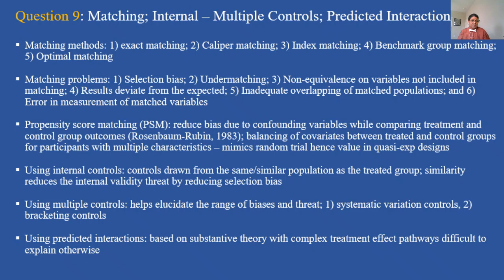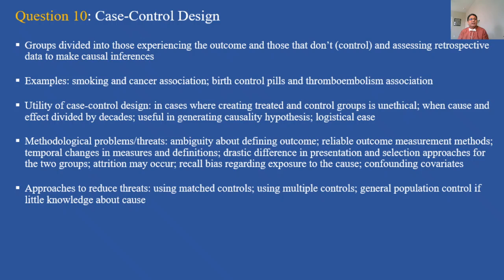Let's move on to the last topic in this chapter, that is case control design. So what is the case control design? Unlike the categorical differences that we saw between treatment and control groups in various other designs till now, case control design entails dividing the cases into groups that have experienced the outcome. So it is after the fact. So groups that have experienced the outcome and groups that are in the control which have not experienced the outcome. This is the typical approach used in epidemiology.